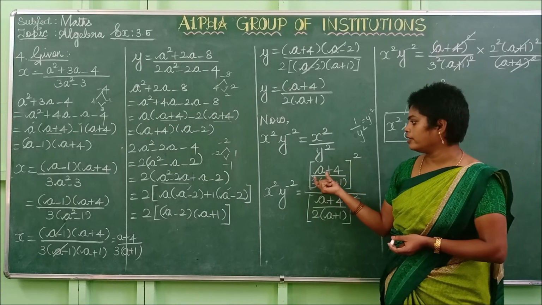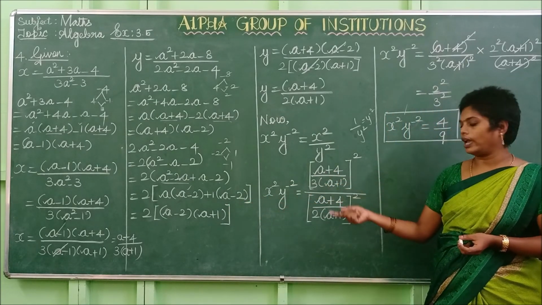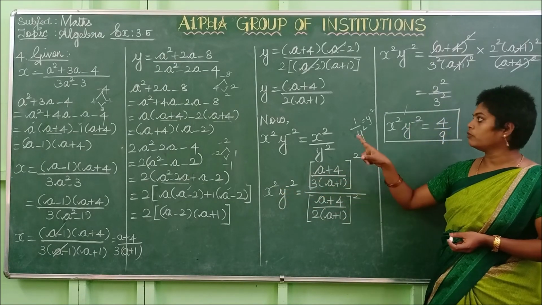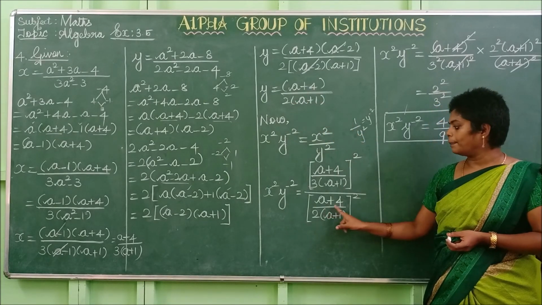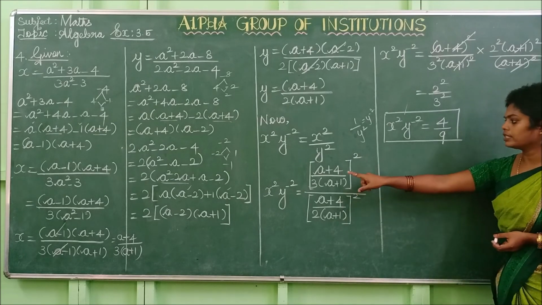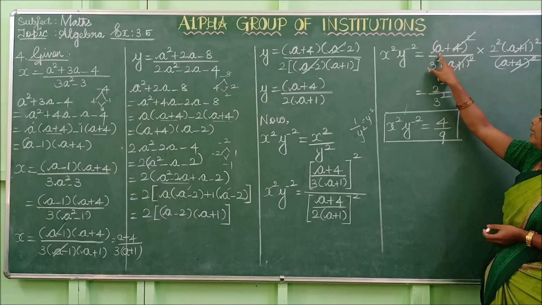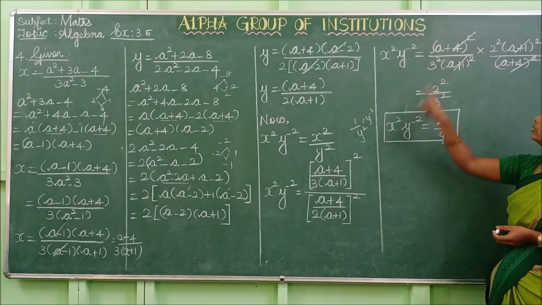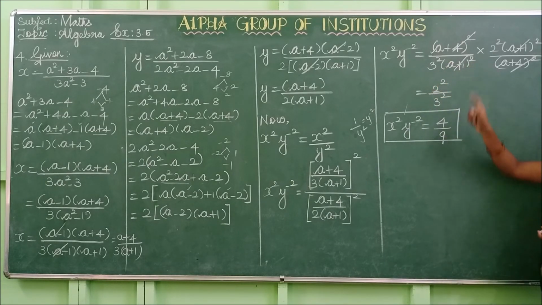So what is the x value? Our x value is a plus 4 divided by 3 into a plus 1, which is whole square. So we have to put the square outside. Then what is the y value? A plus 4 divided by 2 into a plus 1, a whole square. You have to separately apply the square to each numerator and denominator. So a plus 4 whole square, then 3 also having square, 3 squared, a plus 1 squared.